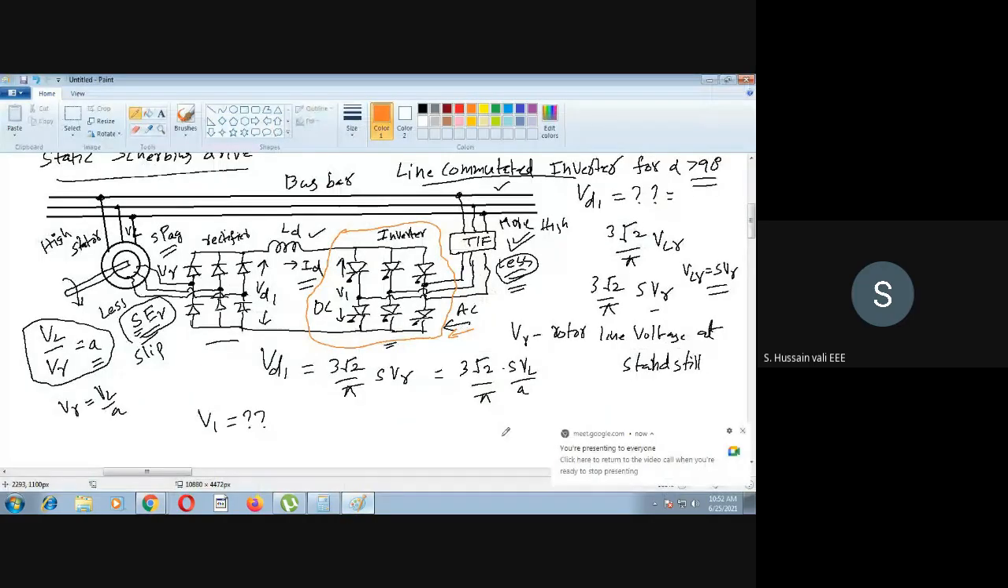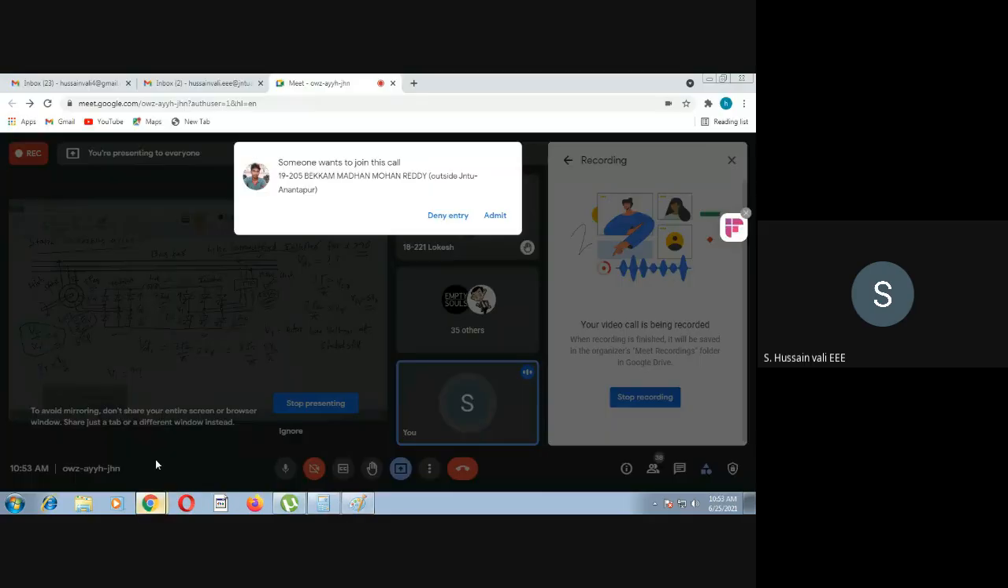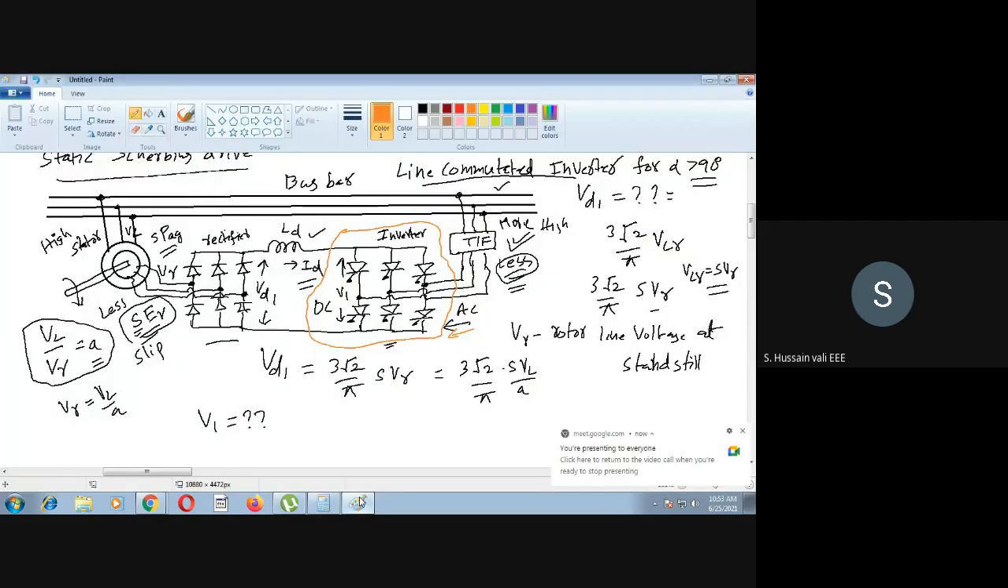Now please see, sorry for the disturbance. We are discussing the V1 value here. What I am saying is that this thyristor bridge is nothing but a full converter, and it will work as a line commutated inverter if you give the firing angle for the thyristors of the bridge greater than 90 degrees. This we have already studied: a full converter for firing angle alpha greater than 90 can work as a line commutated inverter.